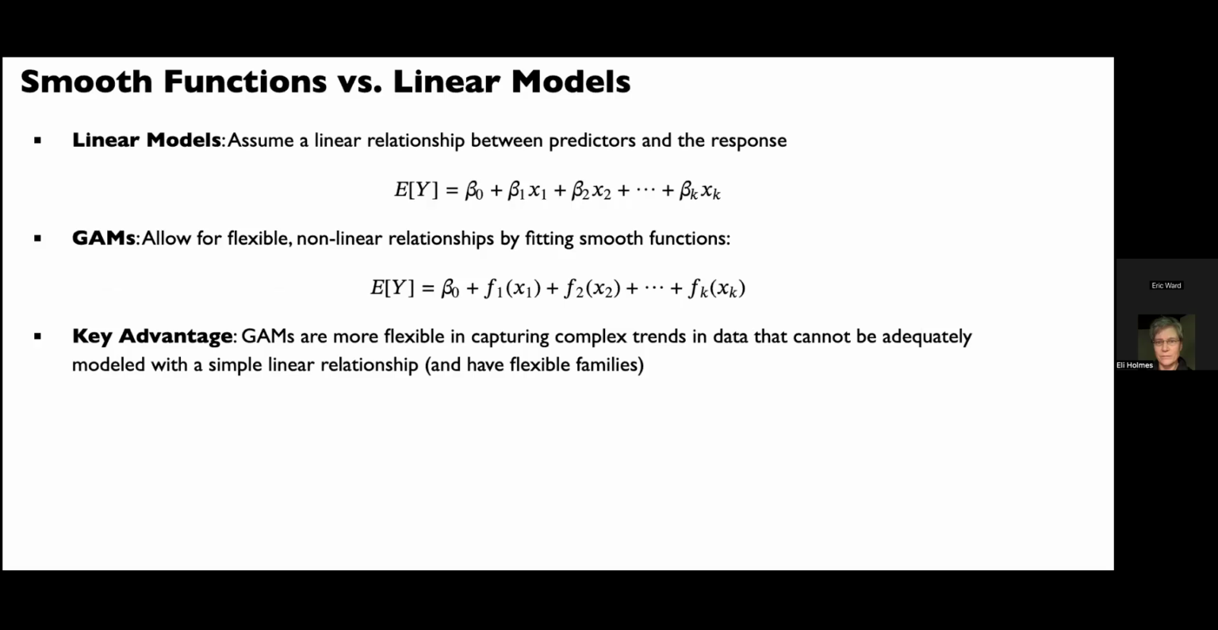Okay, so as I said, the linear models, everybody's probably seen this a lot of times. The GAMs are kind of replacing those fixed effects coefficients with these functions, and that flexibility allows us to capture potentially some really complex trends in the data that we can't describe normally with the linear model.